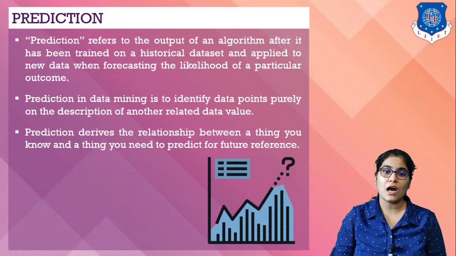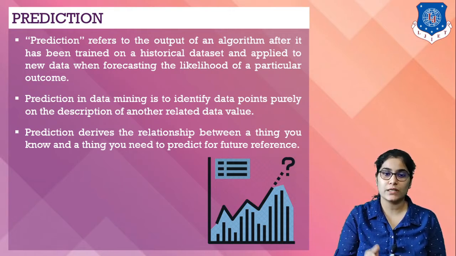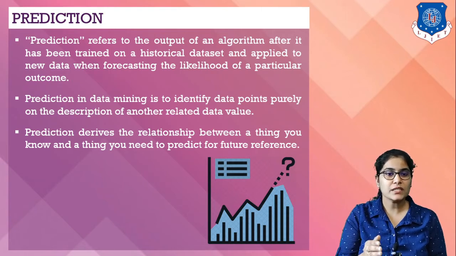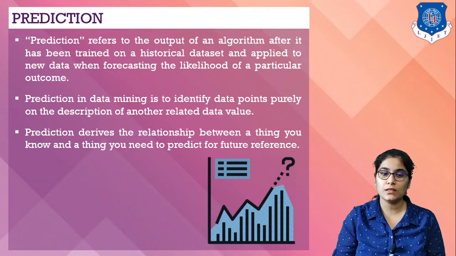Prediction refers to the output of an algorithm after it has been trained on a historical data set and applied to new data when forecasting the likelihood of a particular outcome such as weather. Prediction in data mining is to identify data points purely on the description of another related data value. It is not necessarily related to future events, but the used variables are unknown. Prediction derives the relationship between a thing you know and a thing you need to predict for future reference.